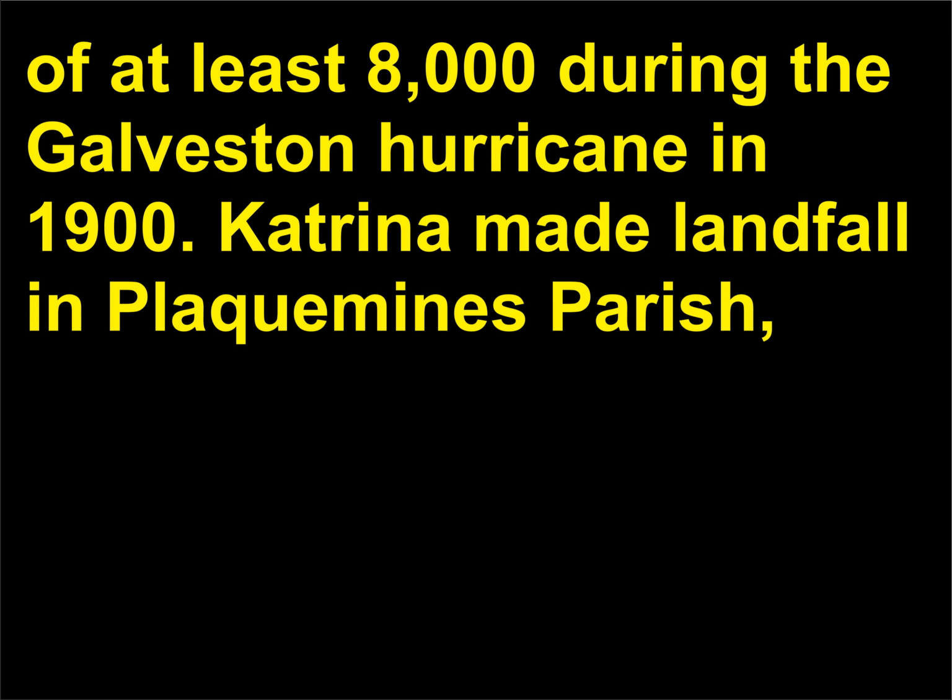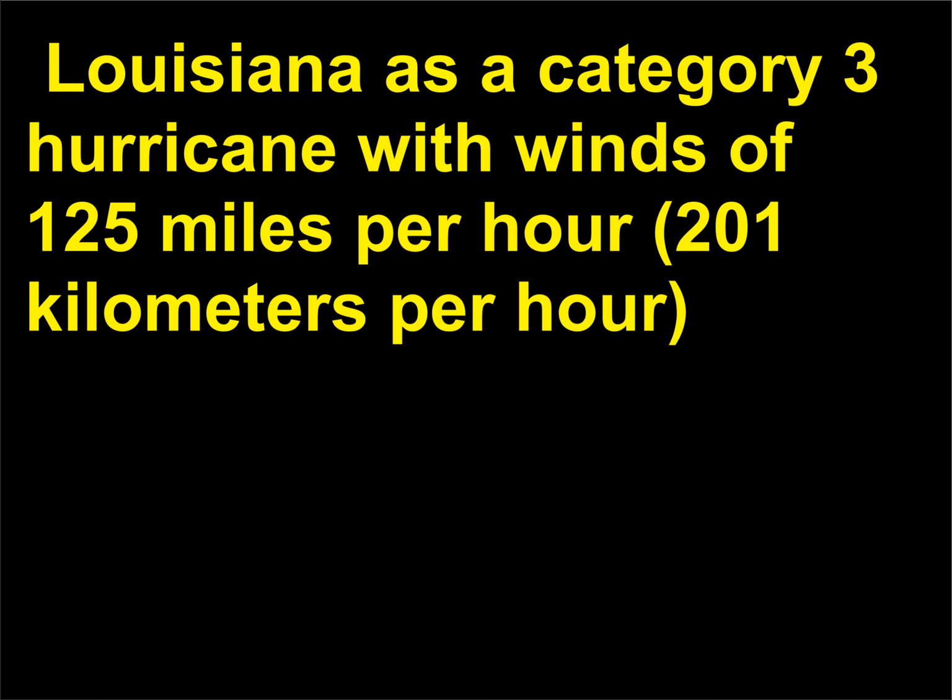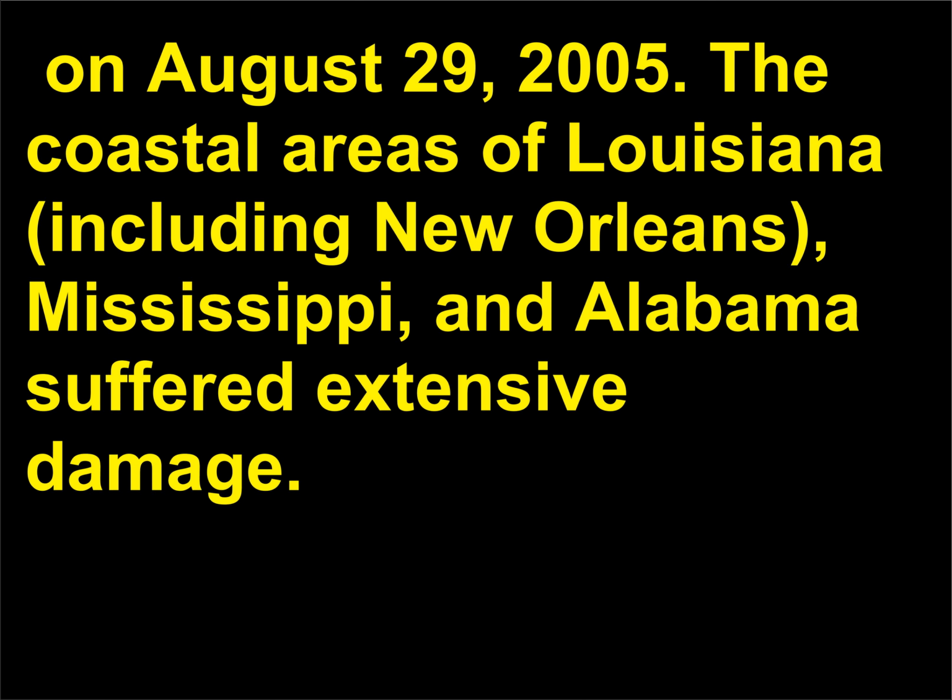Katrina made landfall in Plaquemines Parish, Louisiana as a Category 3 hurricane with winds of 125 miles per hour, 201 kilometers per hour. On August 29, 2005, the coastal areas of Louisiana, including New Orleans, Mississippi, and Alabama, suffered extensive damage.